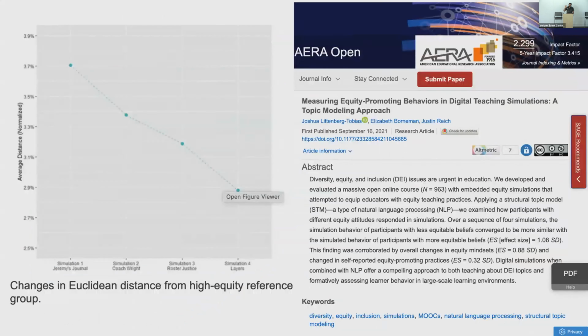We have a MOOC study, which we think might be one of the largest studies of digital clinical simulations ever. It only has 963 learners in it, so it's obviously not good enough to make Kumar's list. But we had people go through 4 digital clinical simulations about equity, and we could measure in those simulations that over time, people who came into the class with less desirable equity attitudes ended up behaving in simulations more like people with the most desirable equity attitudes when they came in.